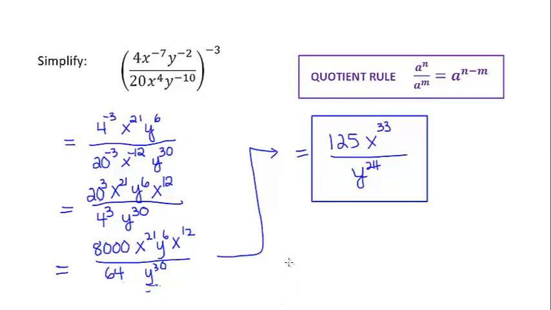I will make one final statement that there are a lot of ways to simplify expressions involving positive and negative exponents. Some people like to simplify things on the inside first before distributing in the -3. They would combine the x's, combine the y's, and simplify 4 over 20. You're welcome to do that.